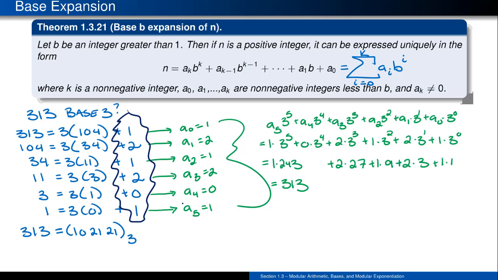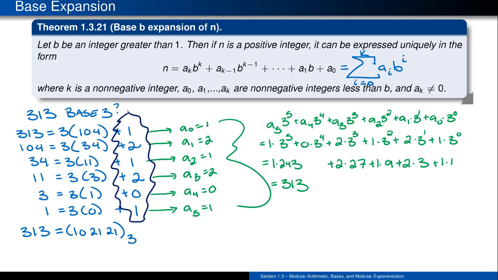So that last term I'm going to represent as an A5. And it's going to be the value that comes with this 3 raised to the 5th power. And then I run this in reverse. The A4 is a 0, the A3 is a 2, the A2 is a 1, the A1 is a 2, and the A0 is then going to be a 1.